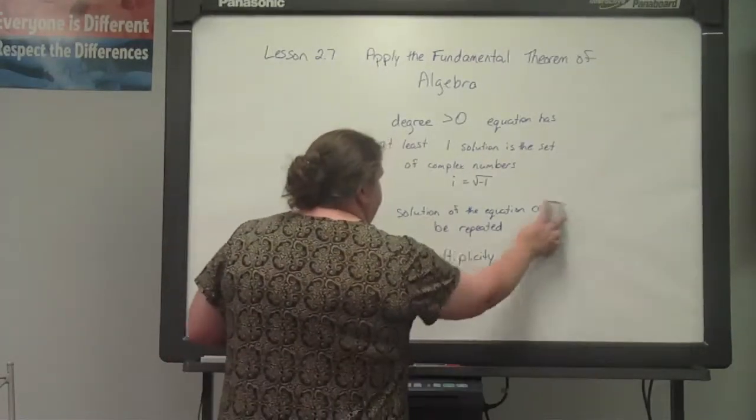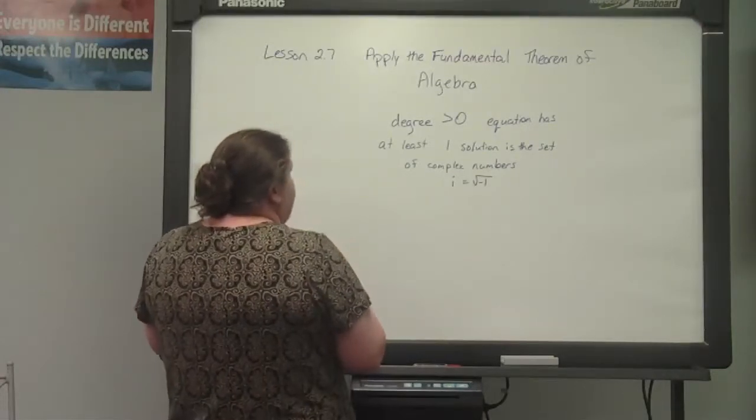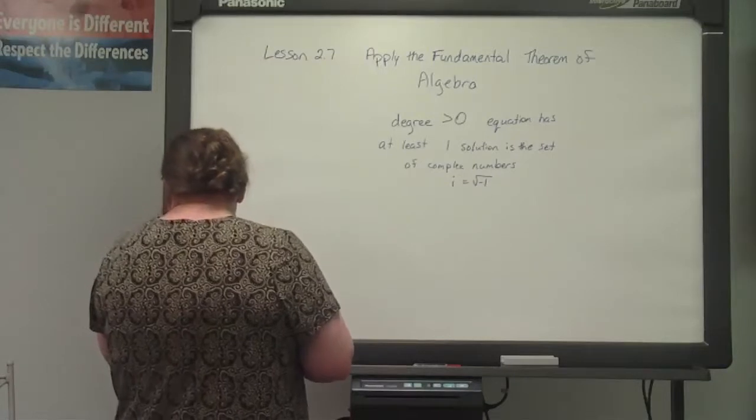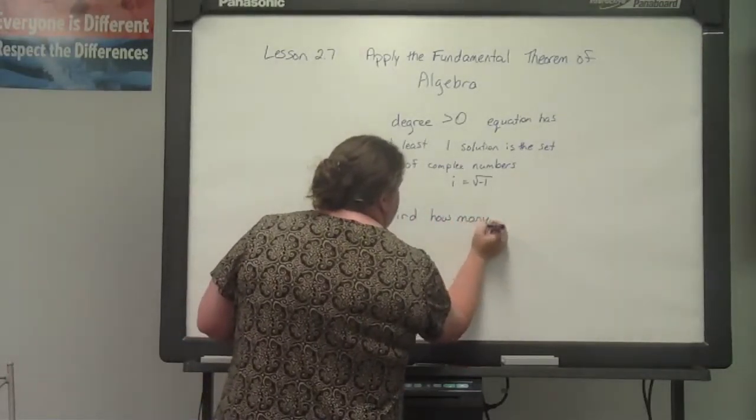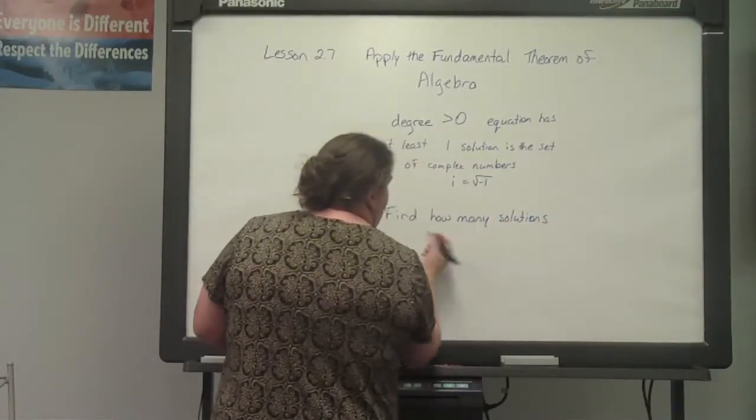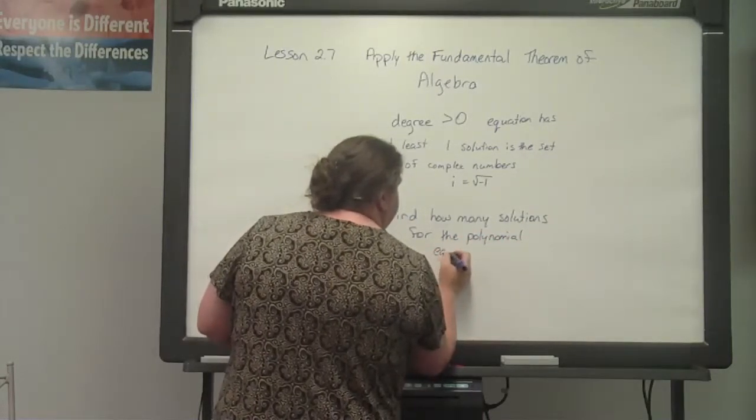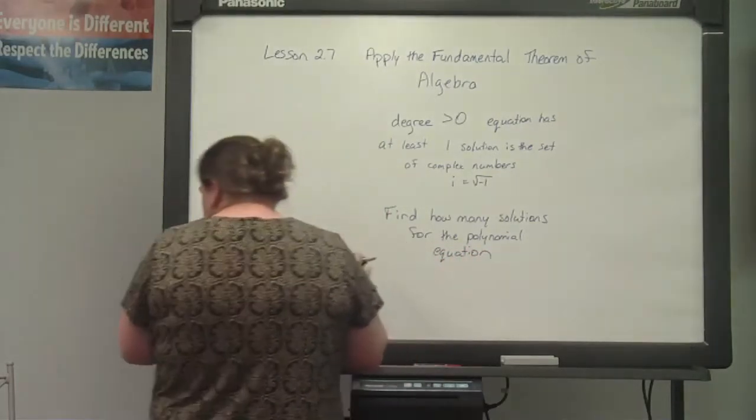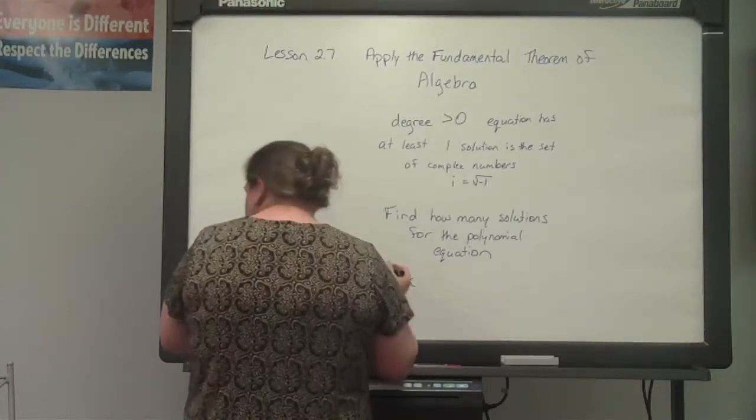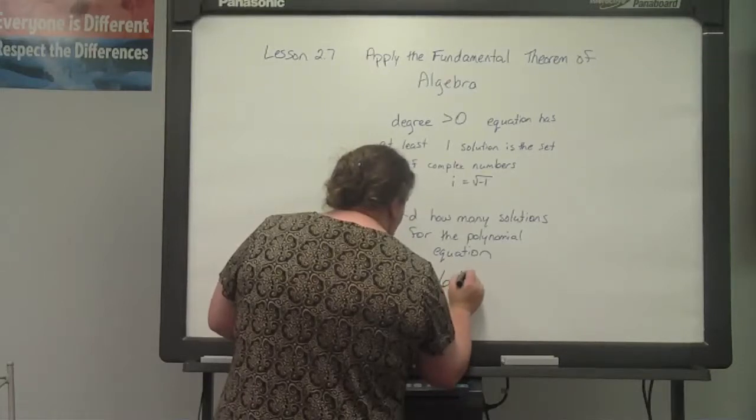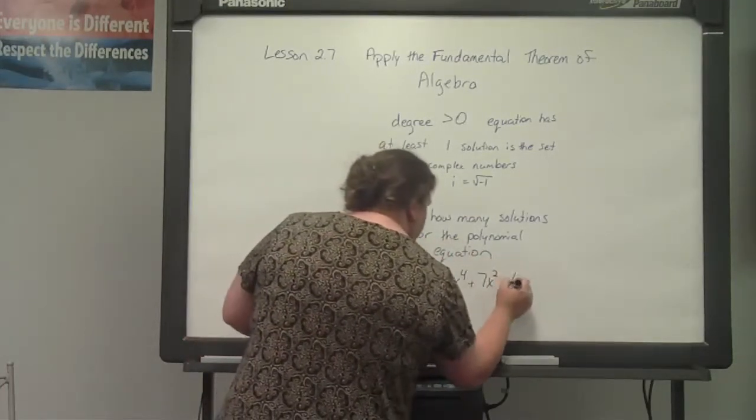The next thing that I want to do is use this by finding the solutions. We want to find how many solutions there are for the polynomial equation. Alright, so in this one, my example is negative 6x to the 4th plus 7x squared minus 15.